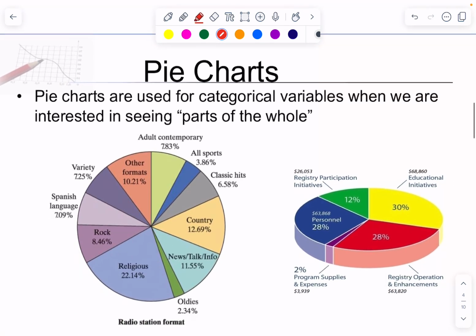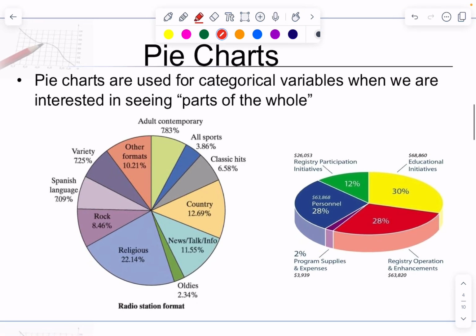The next type of graphical display that we're going to discuss is pie charts. This is another thing you probably have seen before. You've worked with these, so it's not a new topic. The big thing I want to talk about with pie charts is understanding that we have the parts of the whole. If I'm going to create a pie chart, it has to be something where I'm gathering data from one group of individuals, so it cannot be multiple groups.